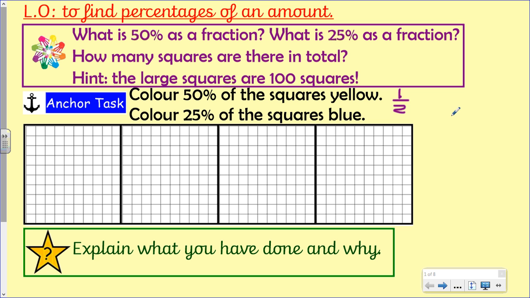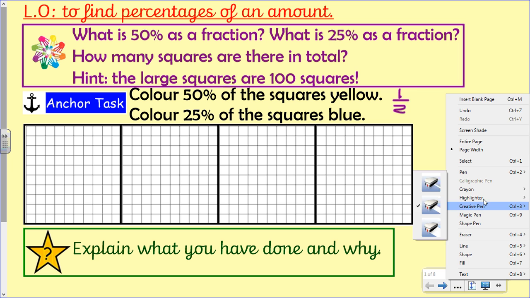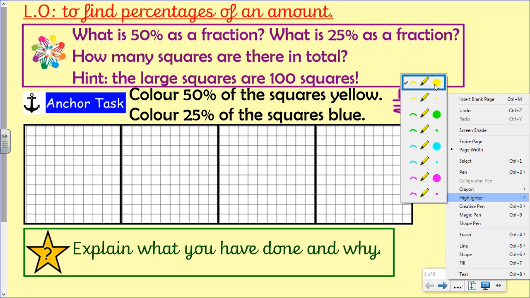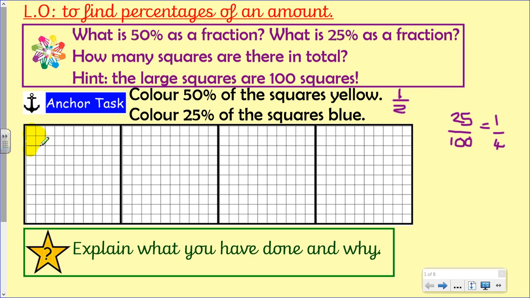So we're thinking really it's 25 out of 100, which is the same as 1/4. 100 divided by 25 is 4. There are 4 25s in 100, okay? So now we can think about colouring. So we've just said that 50% is the same as 1/2. So that means I would need to colour in 1/2 of this entire thing.